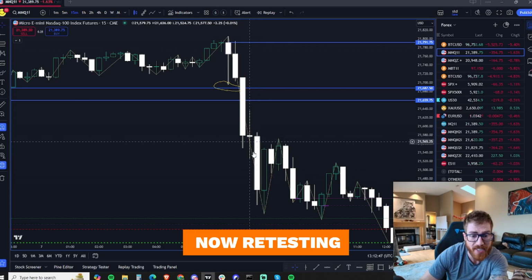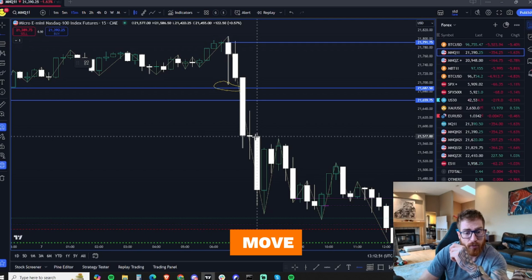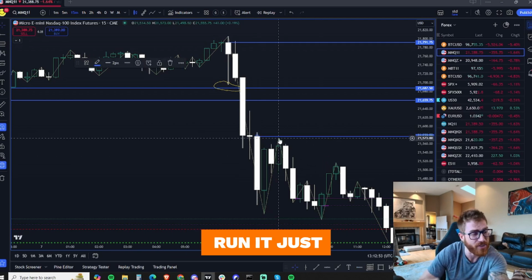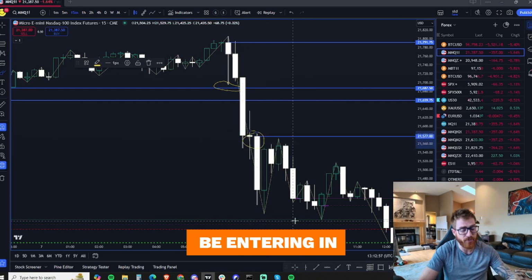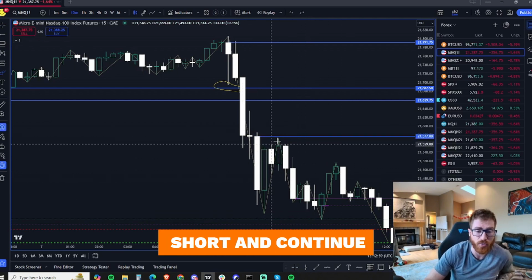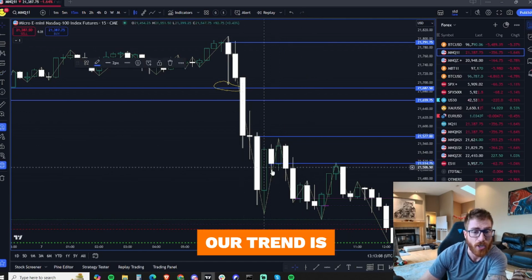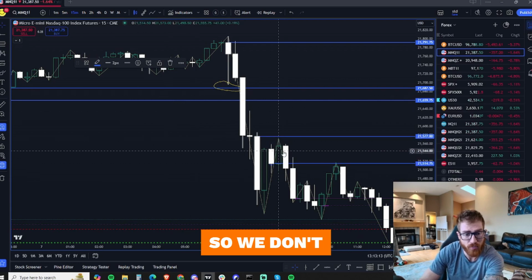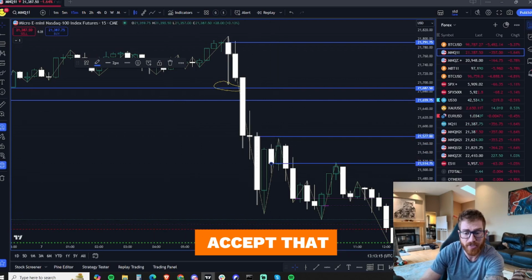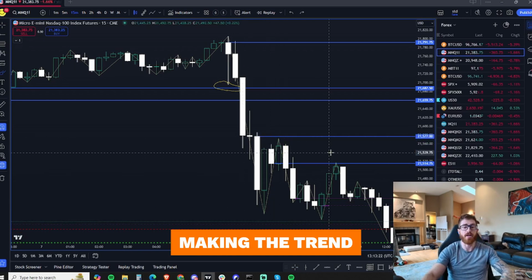And we are now retesting every level that we were creating on the down move. So here's a level, they front run it just barely, right? This is a zone that we'd then want to be entering in on if we did want to get short and continue the downside. We then close a couple more candles. Our trend is still to the downside, probably on the higher time frame, right? So we don't necessarily want to accept that these candles are closing to the upside, making the trend positive.